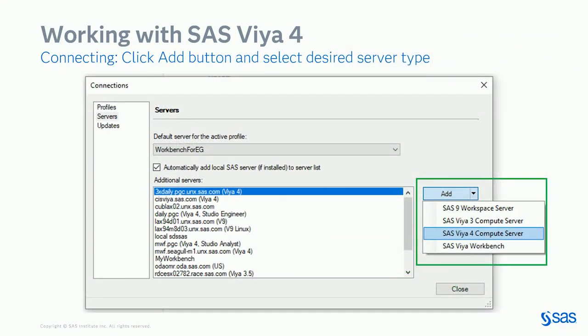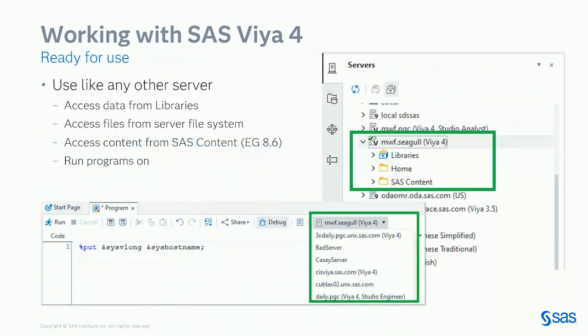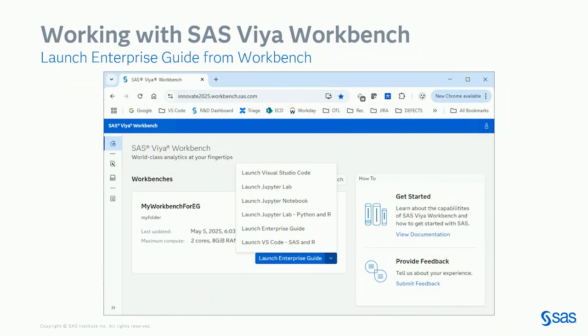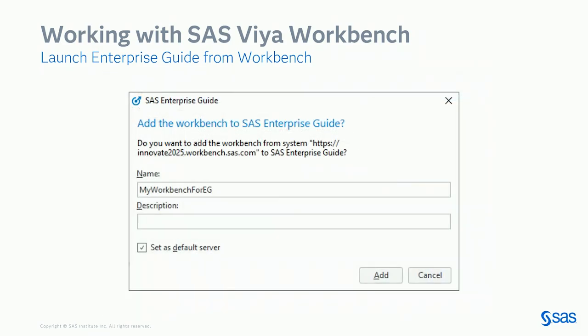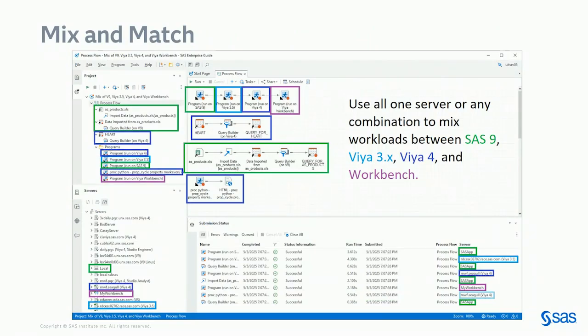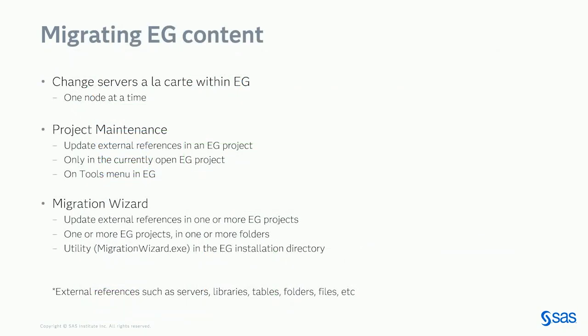So the slides, again, go over what I just showed in detail. This is defining a VIA 4 server, authenticating, defining a Workbench server, authenticating. I showed the fact that you can mix and match within your project. And I showed the migration, being able to do it a la carte, one node at a time, using project maintenance. One thing to note is project maintenance does one project at a time, whatever the currently open project is.